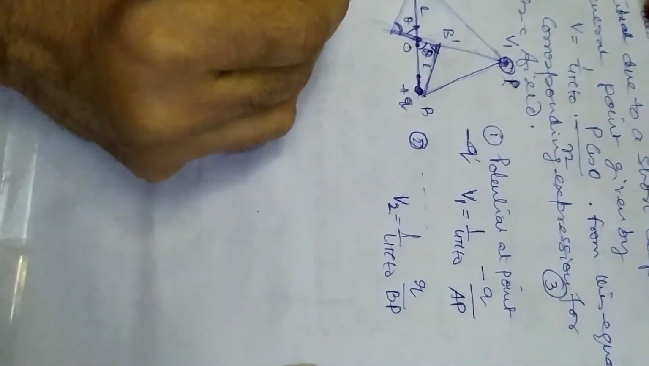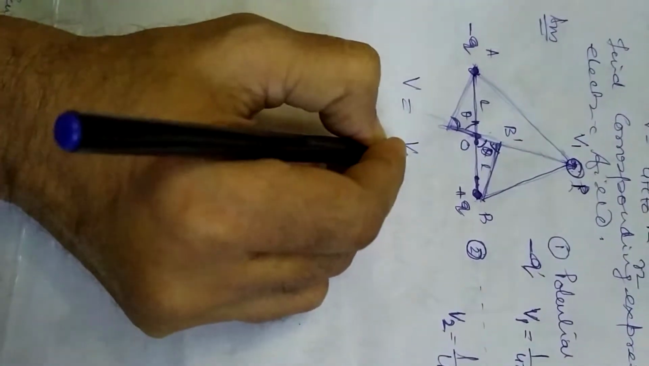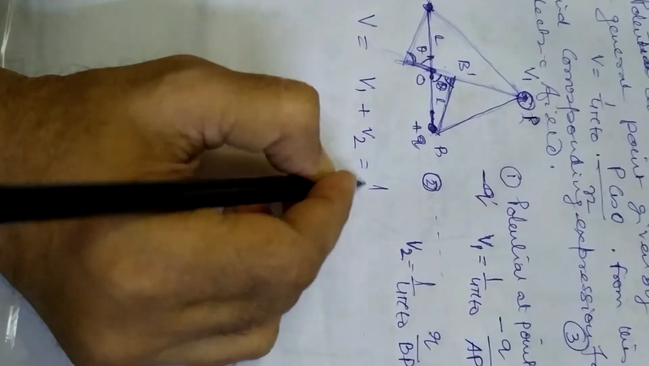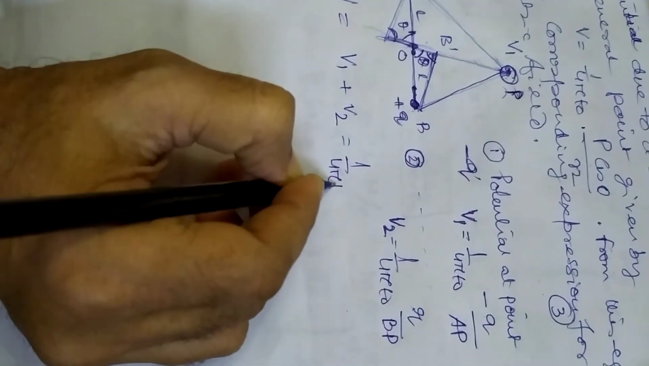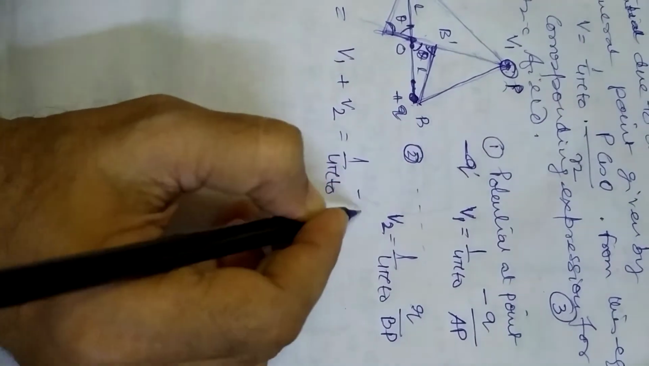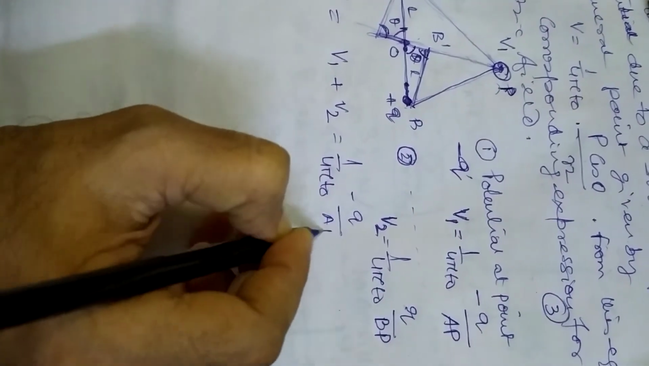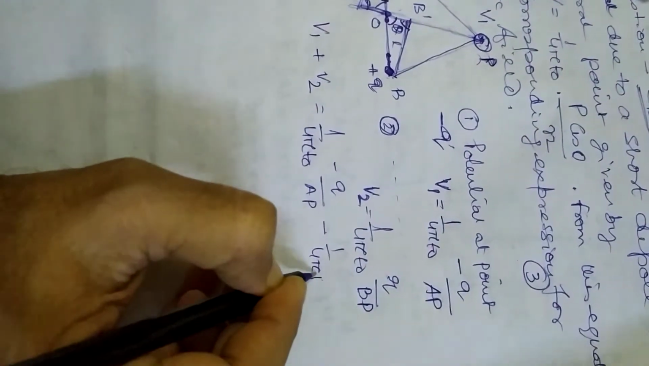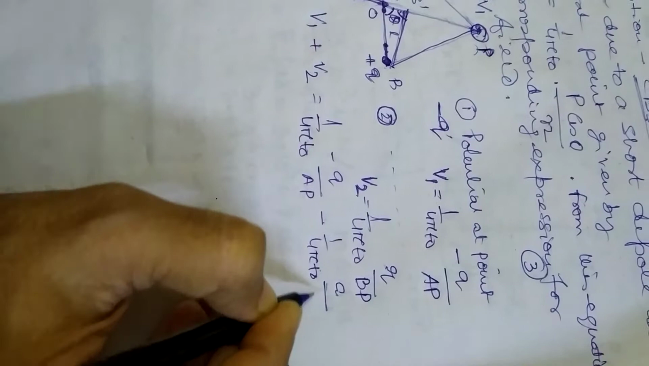Now next we will be adding potential. This is a scalar quantity, V1 plus V2. So what will we be doing? We will be writing 1 by 4 pi epsilon, and we will be writing minus q by AP, and here we will be writing 1 by 4 pi epsilon and q by BP.